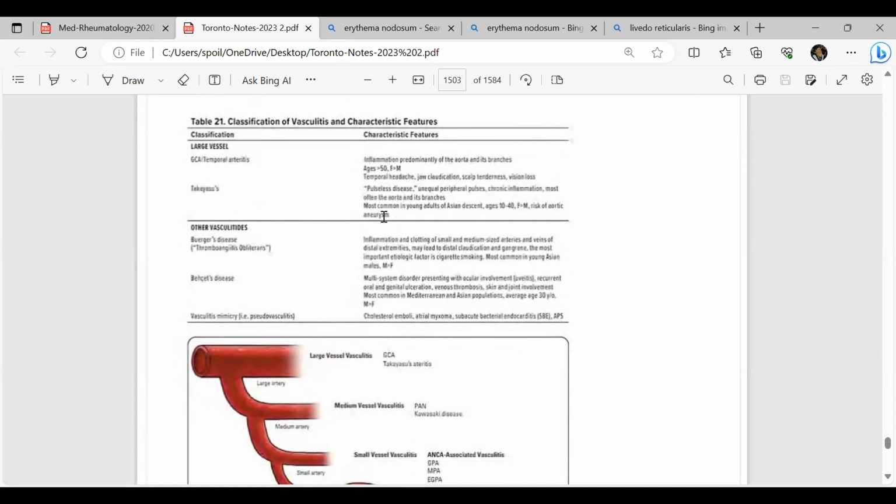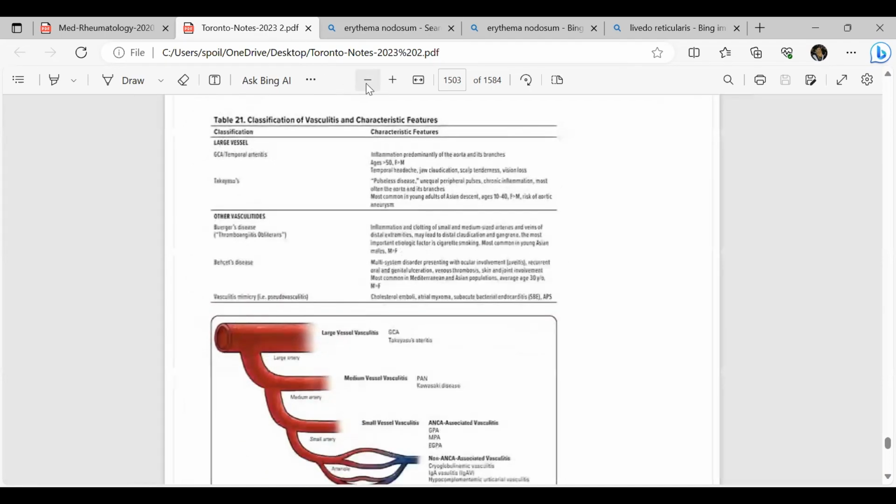And this one is not so clear. Just a second, everyone.